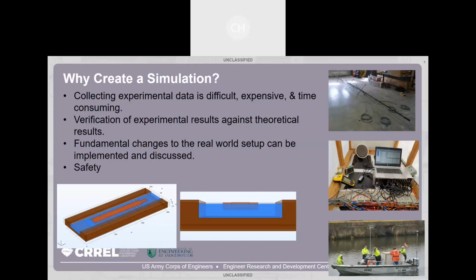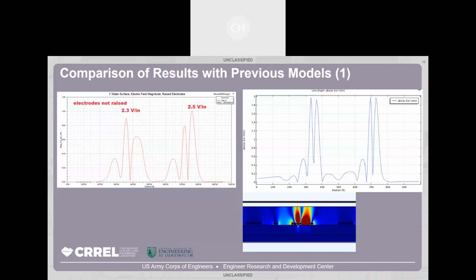Talking about pretty big electric fields here. So anytime we can keep people away from those fields and out of the water is really a good thing.